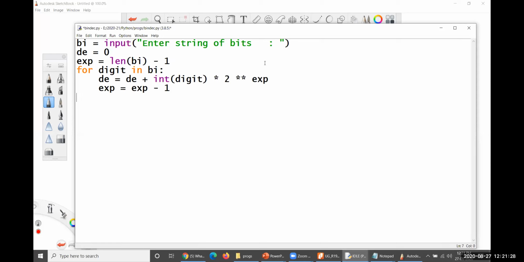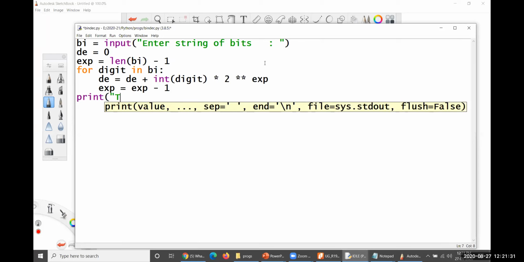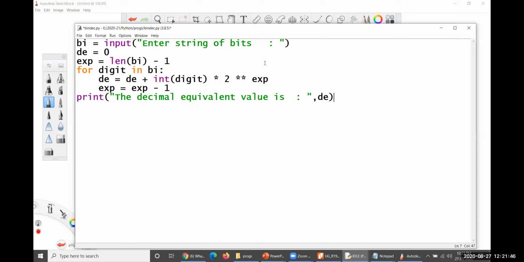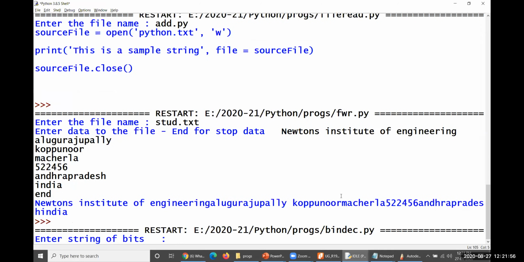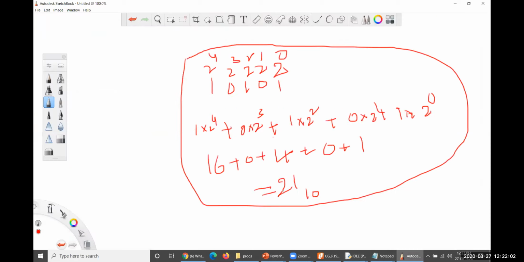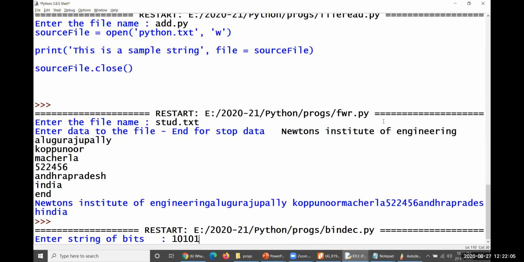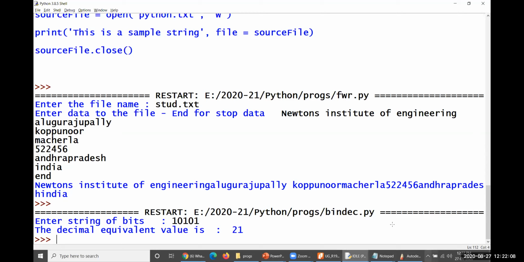After that, finally you have to print the decimal equivalent value, that is DE. That's all. That ends the matter. Okay, let me execute this one. We have to enter the binary digits here. What explanation have we taken? 10101. This is the value. We have evaluated this one as 21. Yes, we got the value as 21 here.